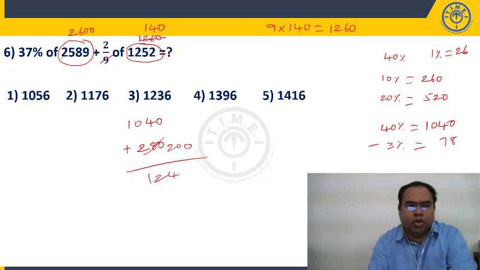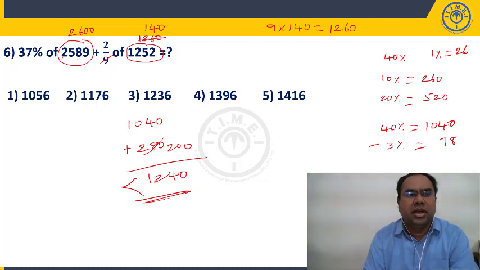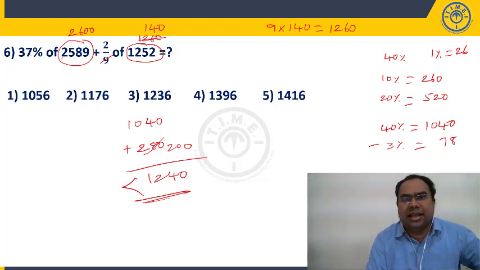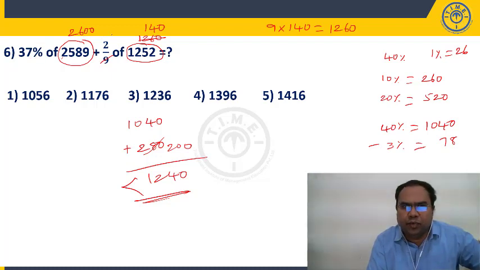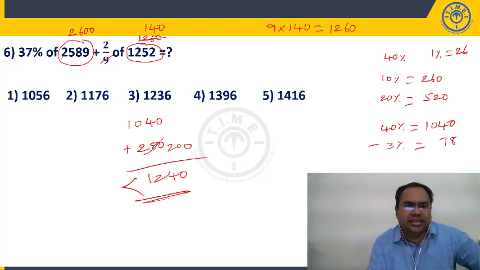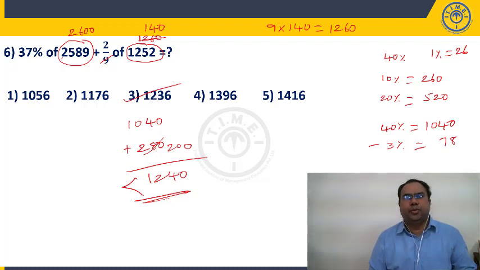So my answer should be around 1240, or in fact slightly less than 1240, because instead of 2589 I am taking 2600, and that means almost 11 extra. 11 into 37% is around 4 extra, again 1 extra here, around 5 or 6 extra. So my answer should be around 5 less than this. So look at your answer choices. It should be the third option.